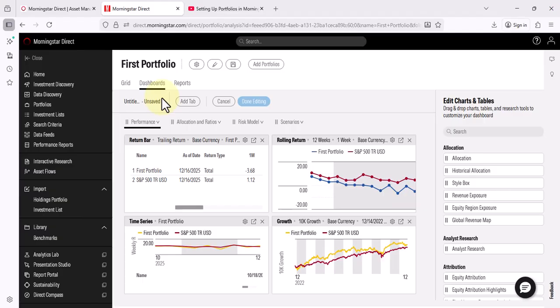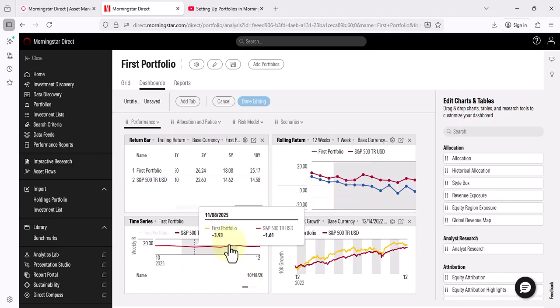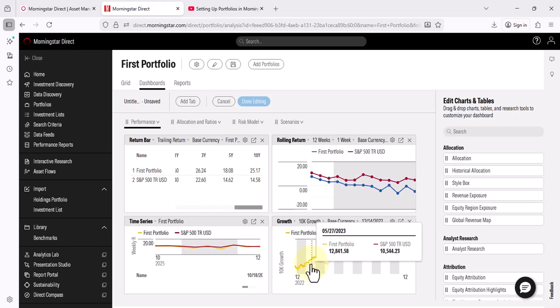We see here the default in the performance dashboard is the returns bar, which shows the trailing returns over different periods of time. So we have our portfolio, and then we have the S&P 500 benchmark, 1 month, 3 months, 6 month, year to date, 3 years, 5 year, and 10 years total returns. We see the rolling return. It looks at the past 12 weeks of returns for each week. A time series down below, and then finally the growth of a $10,000 investment over time.